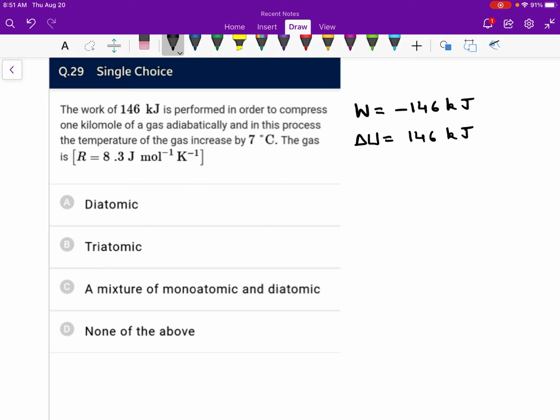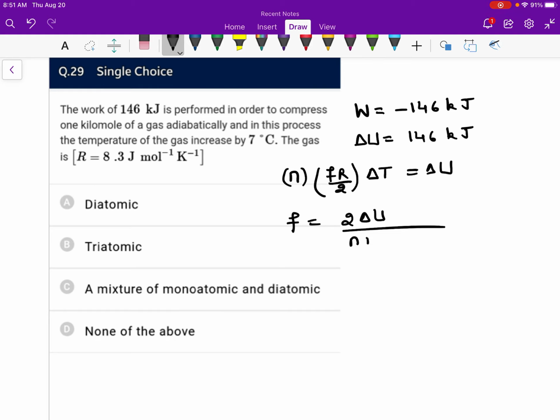Now to identify the gas we need to know the degrees of freedom, so we'll calculate CV, and CV is FR by 2. So N CV, which is FR by 2 into delta T, is equal to delta U. So F is twice delta U upon NR delta T. So twice delta U, which is 146 kilojoule, N is 1 kilomole, so 10 to the power 3, and R is 8.3, delta T is 7.